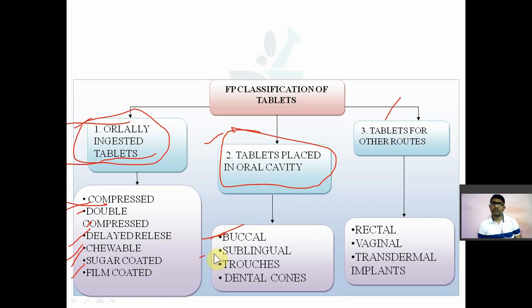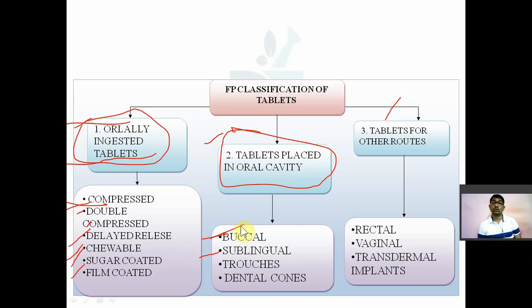Then sublingual tablets. These kinds of tablets you have to place below the tongue, and from that there is absorption of drug from the capillary network below the tongue. आपके टंग के नीचे कैपिलरी नेटवर्क होता है. Okay, so from that capillary network the drug will be absorbed directly into systemic circulation.